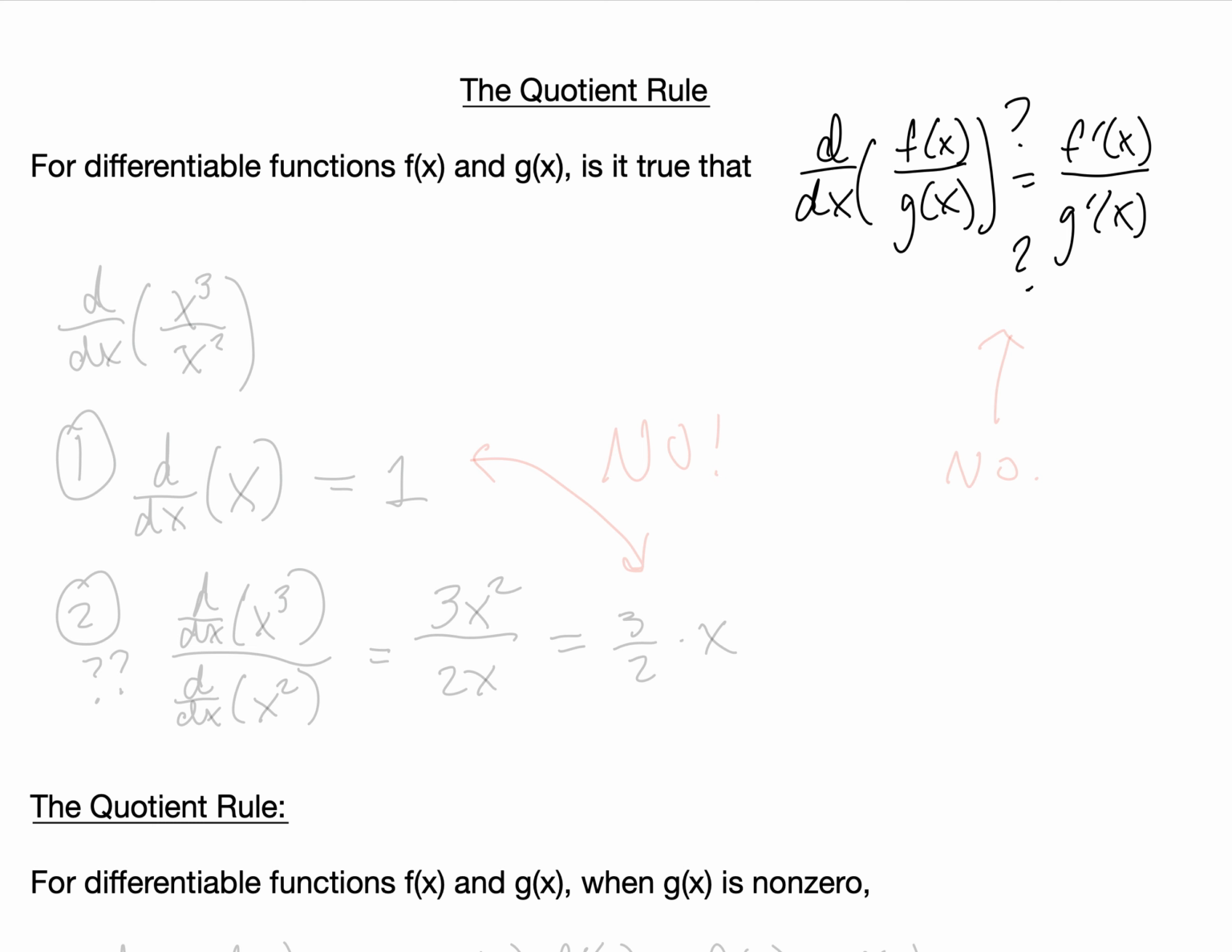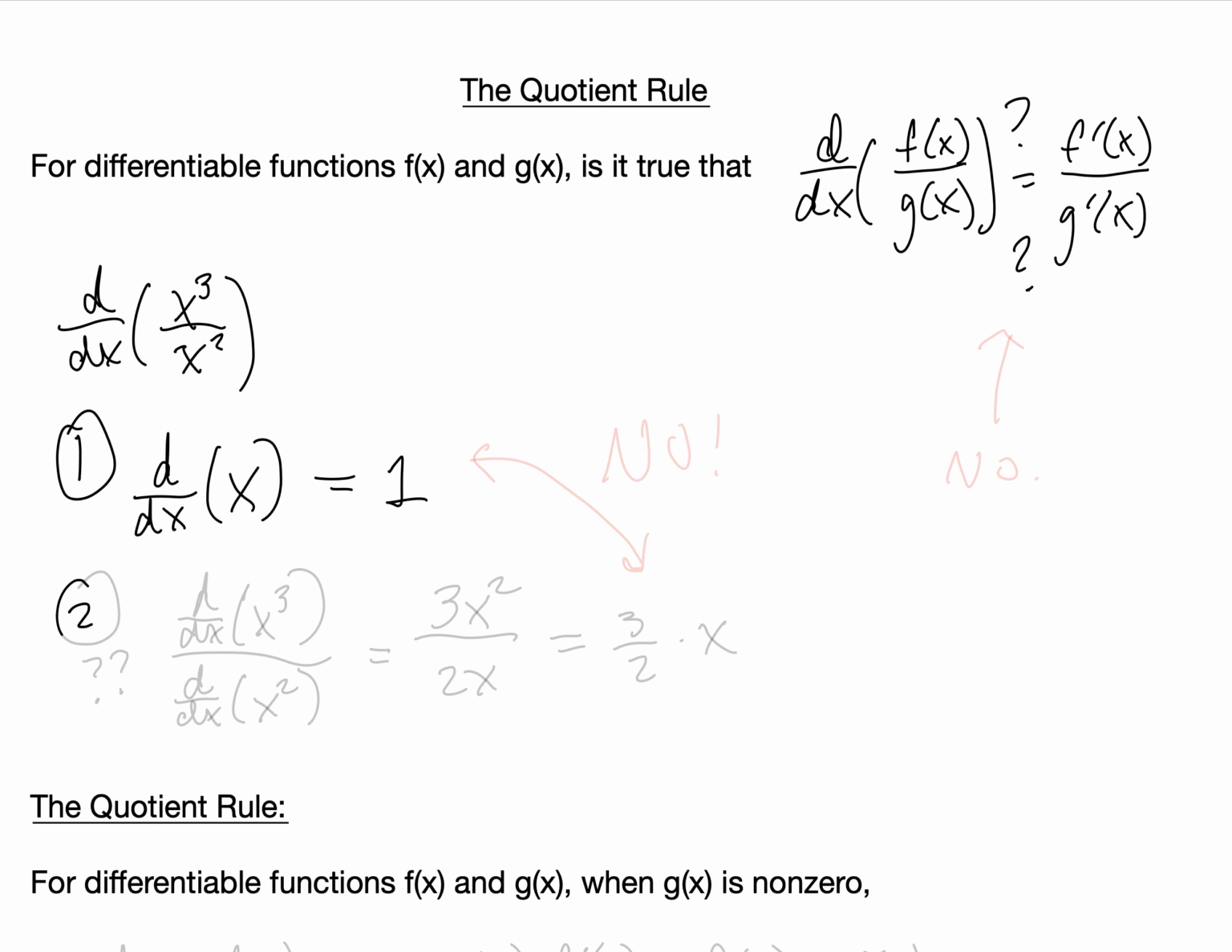Let's look at something that's easy to take the derivative of. Let's look at the derivative with respect to x of x cubed divided by x squared, and let's compute that in two ways. In the first way, we will first simplify that. So x cubed divided by x squared, that's simply x. And we know that the derivative of x is 1.